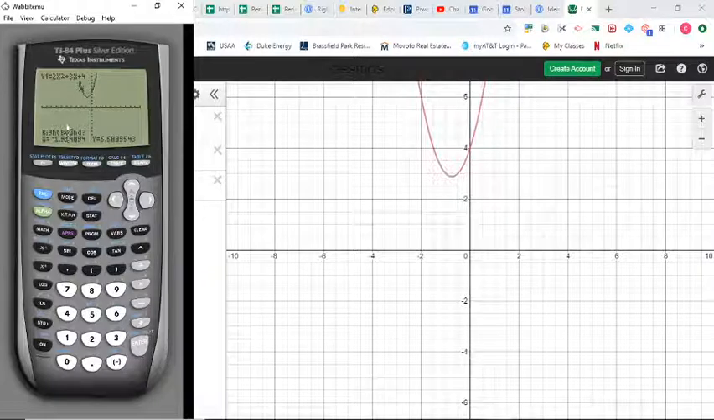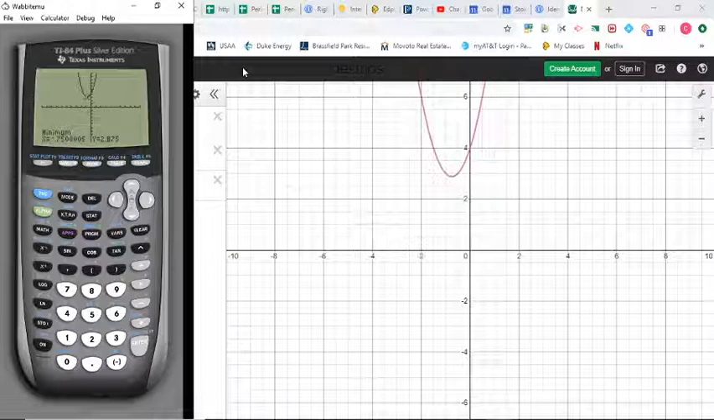Then it wants to know the right bound. So you want to be to the right of your minimum. I'm going to hit my right arrow key until my little spider guy is to the right. All right, it's to the right, so I hit enter. And then when your calculator asks you to guess, you hit enter. So my minimum is at the point (-0.75, 2.875). I'm going to go ahead and write that down on my paper before I forget. So our minimum is at the point (-0.75, 2.875).